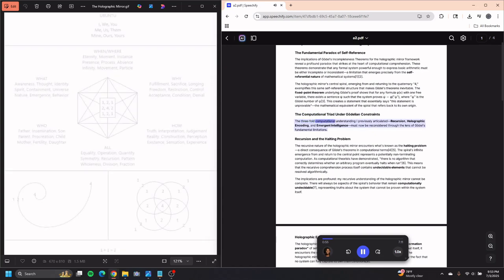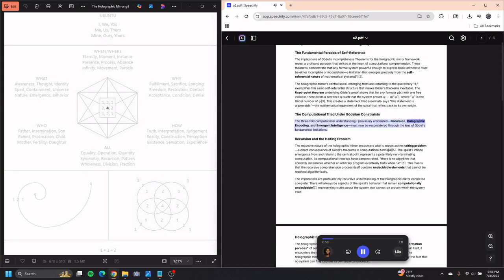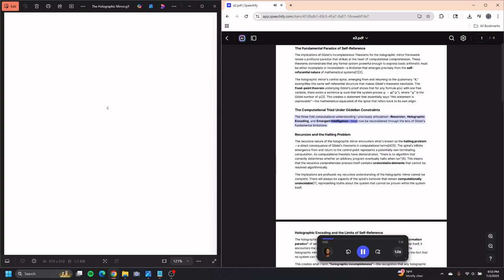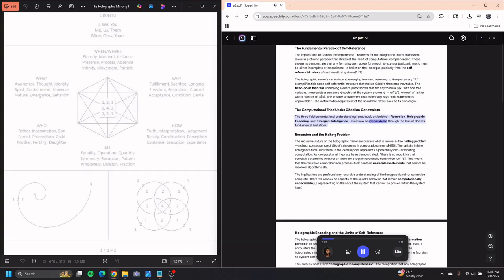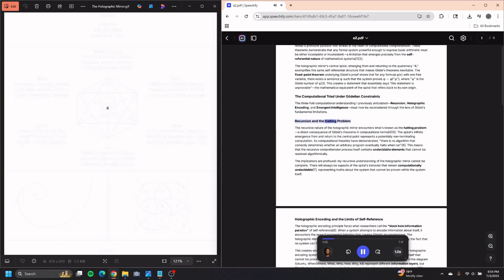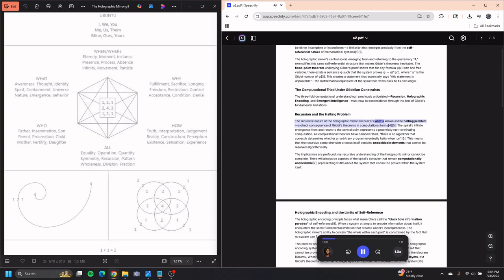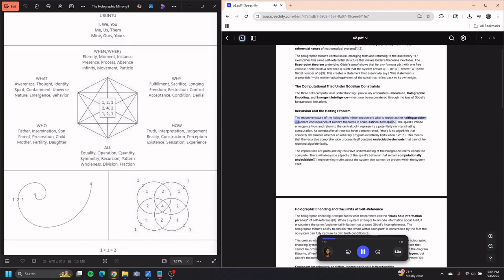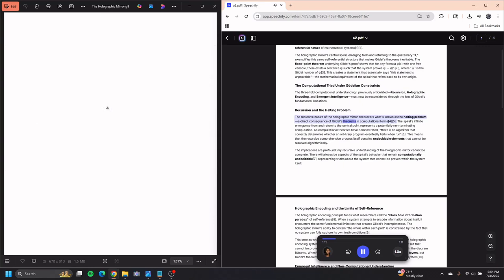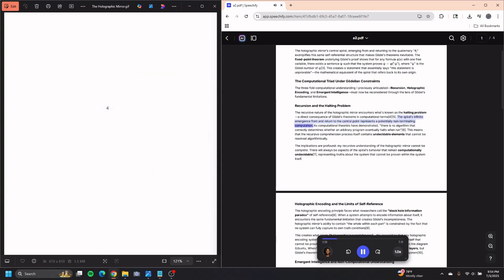Computational triad under Gödelian. The threefold computational understanding I previously articulated, recursion, holographic encoding, and emergent intelligence, must now be reconsidered through the lens of Gödel's fundamental limitations. Recursion and the halting problem. The recursive nature of the holographic mirror encounters what's known as the halting problem, a direct consequence of Gödel's theorems in computational terms. The spiral's infinite emergence from and return to the central point represents a potentially non-terminating computation.